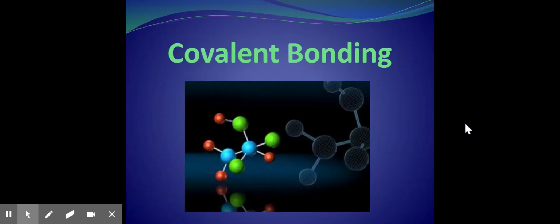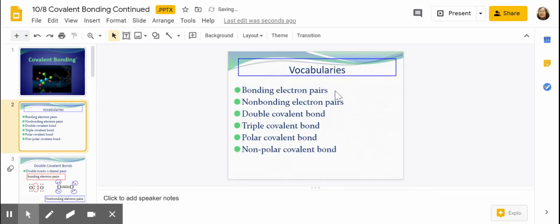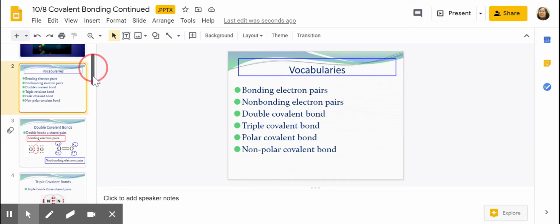Hi everyone, we're going to learn a few more things about covalent bonding. So the vocabulary you're going to get today is bonding electron pairs, non-bonding electron pairs, double covalent bond and triple covalent bond, polar covalent bond and non-polar covalent bond. Please, whenever you see those vocabulary in this presentation, write those down.